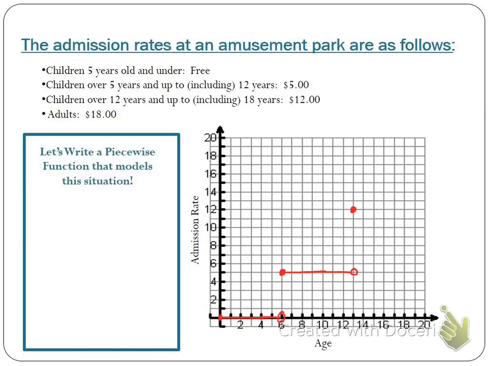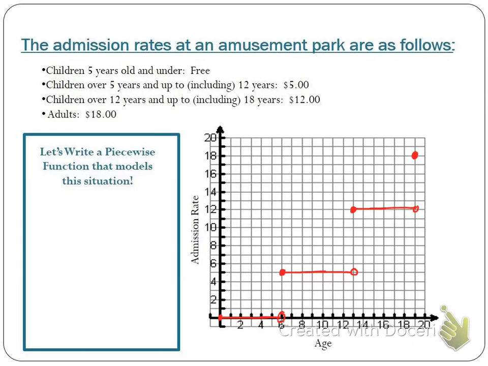And you're going to pay $12, excuse me, for that kid all the way up until they turn 19. Okay? At which point 19-year-olds are going to have to pay $18 to get in. They're now adults.